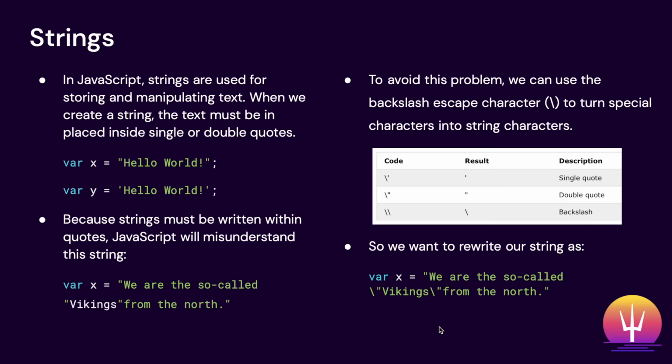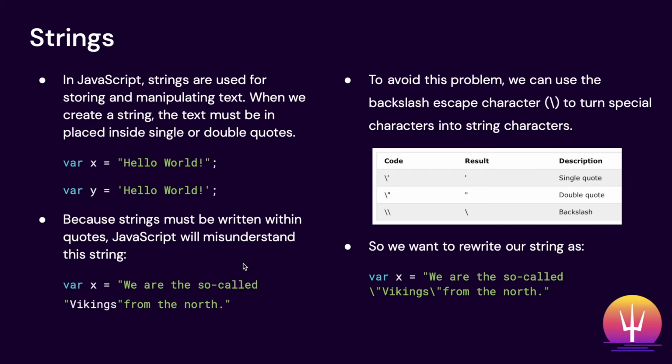So in JavaScript, strings are used for storing and manipulating text. When we create a string, the text must be placed inside single or double quotes. So unlike numbers, where we don't have quotes, it's very important that we differentiate the two using quotes. If we want a number to be a string, we put it in quotes, or if we want a number to just be a number, we do it without the double quotes or the single quotes.